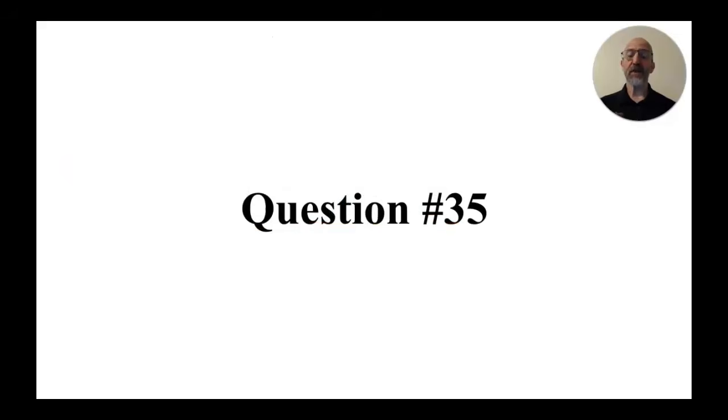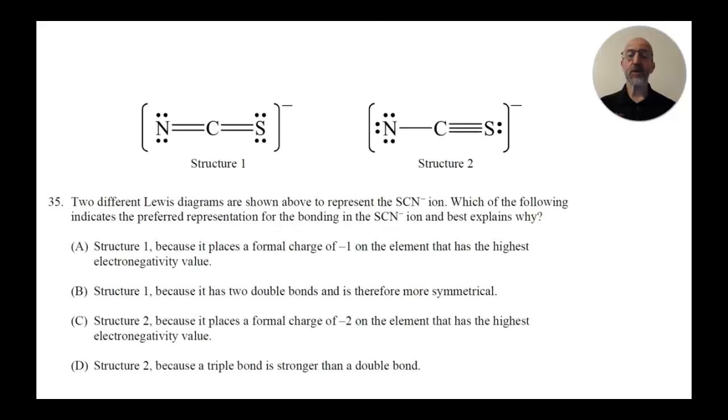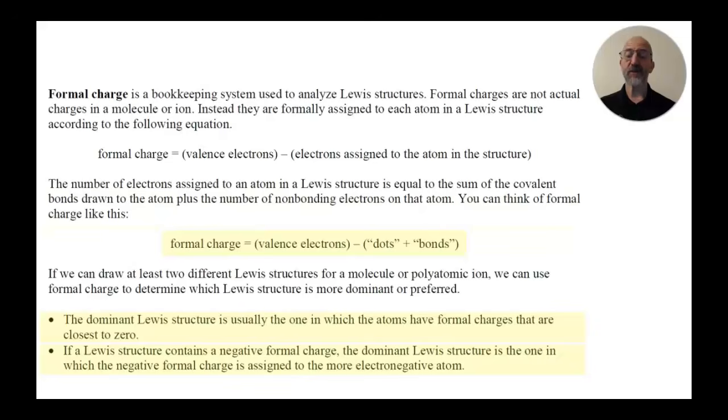In question 35, we can see two Lewis diagrams. It says two different Lewis diagrams are shown above to represent the thiocyanate ion, which has the chemical formula SCN-. Which of the following indicates the preferred representation for the bonding in the thiocyanate ion and best explains why? Now I can see, looking at the four answer choices, that choice A and choice C involve something known as formal charge. Let me review how I teach formal charge.